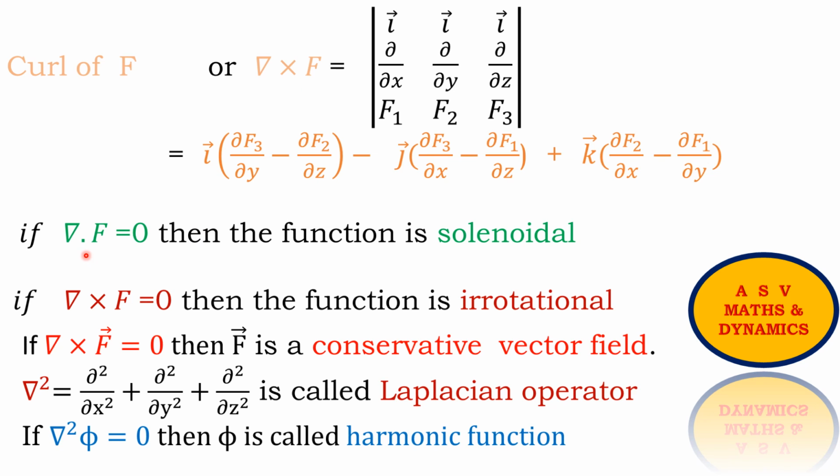Once del dot f is equal to 0, the function f is solenoidal. And del cross f equal to 0 means the function f is irrotational. Once again, del cross f, otherwise curl f, equal to 0 means you can call it a conservative vector field. Del squared is equal to dou squared by dou x squared plus dou squared by dou y squared plus dou squared by dou z squared. We call this the Laplacian operator. Once del squared of a scalar function is equal to 0, it is a harmonic function.